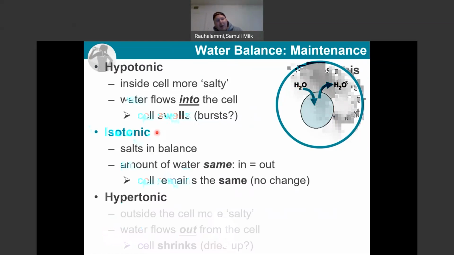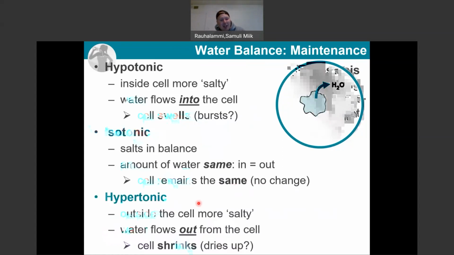So how do I remember isotonic cells? Well, I think of these cells telling me, "I'm so perfect. I don't need to change. I'm exactly what I need to be." So my isotonic cells are iso-perfect cells. They're perfect as they are. They don't change in size at all. There's no net gain or net loss of fluid in those cells.